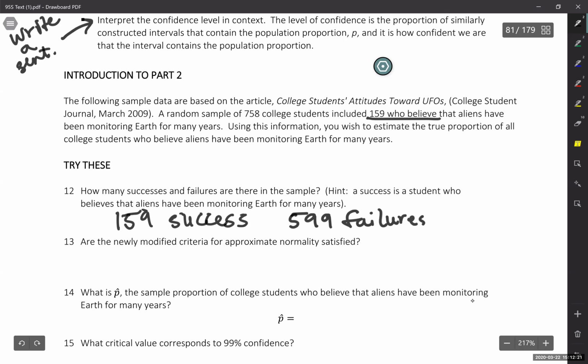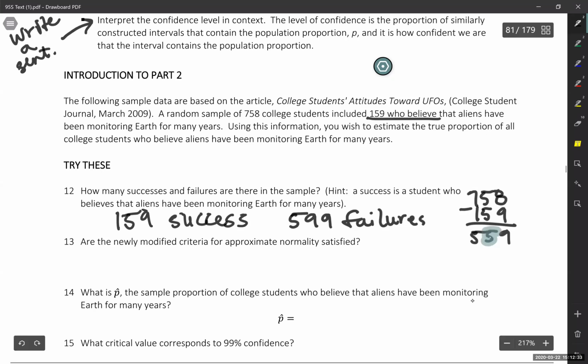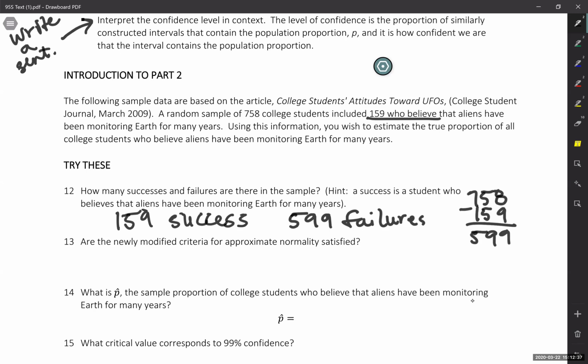And that just comes from the total minus our successes. Okay, so are the criteria met? Yes, this is something with successes and failures. They clearly have more than 10 of each, and so we are good to go.